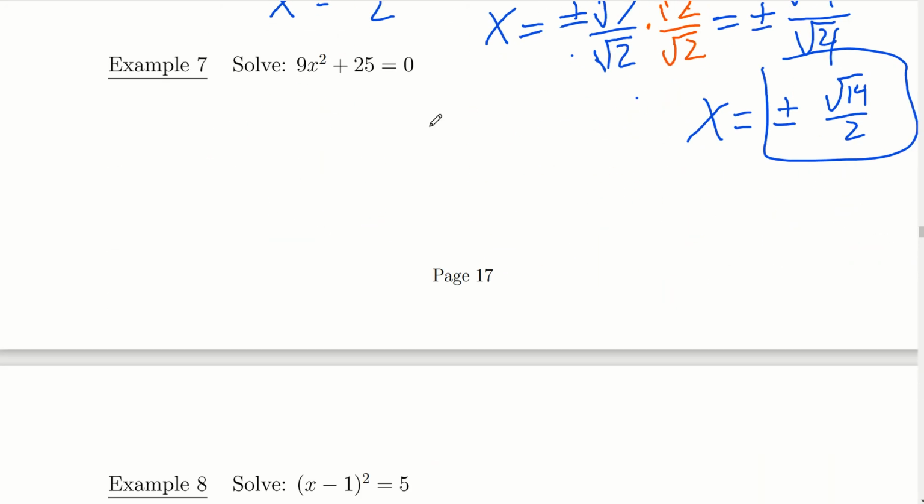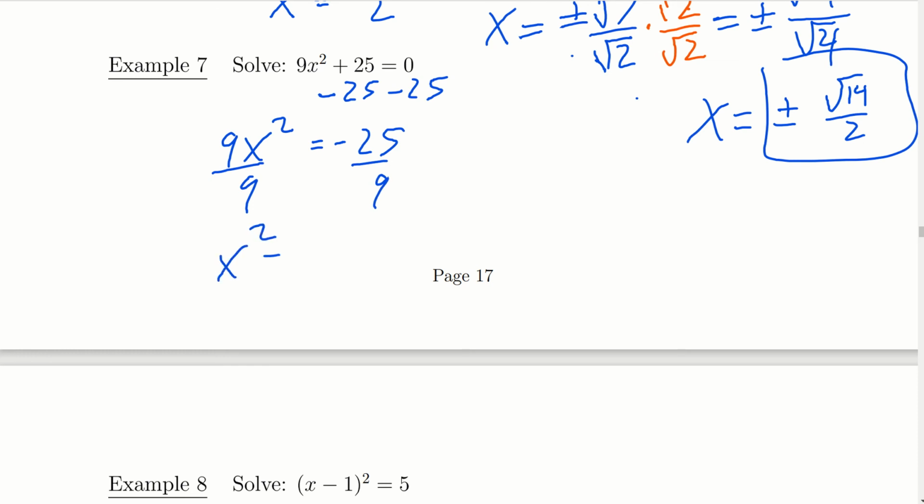Let's take a look at number 7. Again, we're going to solve it the same way, so we're going to begin by subtracting 25 from both sides. We get 9x squared equals negative 25. We can now divide both sides by 9. We get x squared equals negative 25 over 9. So we've successfully isolated the x squared term.